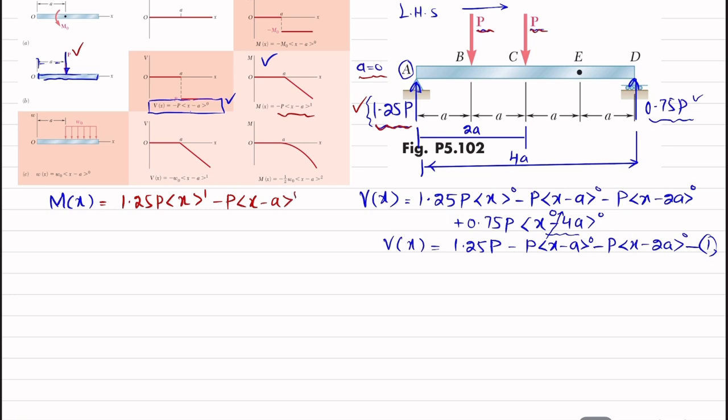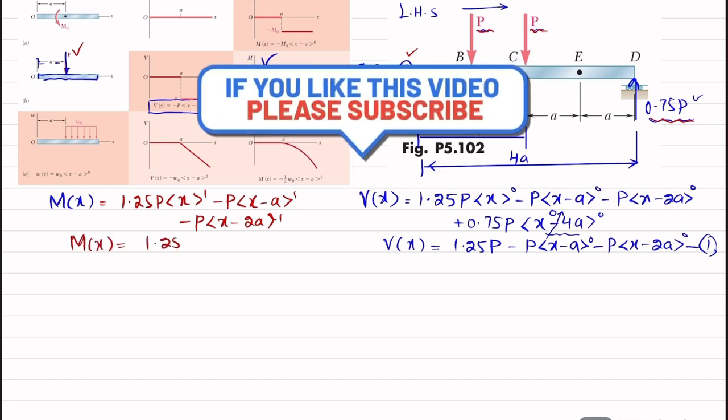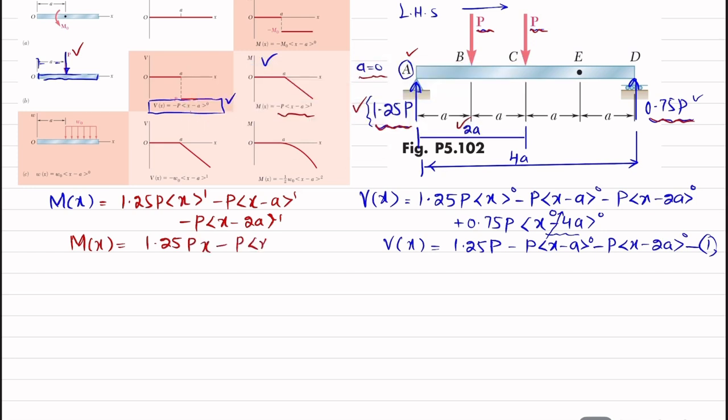And the last load is 1.25. So minus P into x minus 2a, because it is acting at a distance of 2a from this point A, and it will be having power 1, and we will neglect the last term because it will give us the 0 value. So M of x is 1.25 times P into x minus P into x minus a power 1 minus P into x minus 2a power 1. And this is equation number 2, which is the bending moment equation.